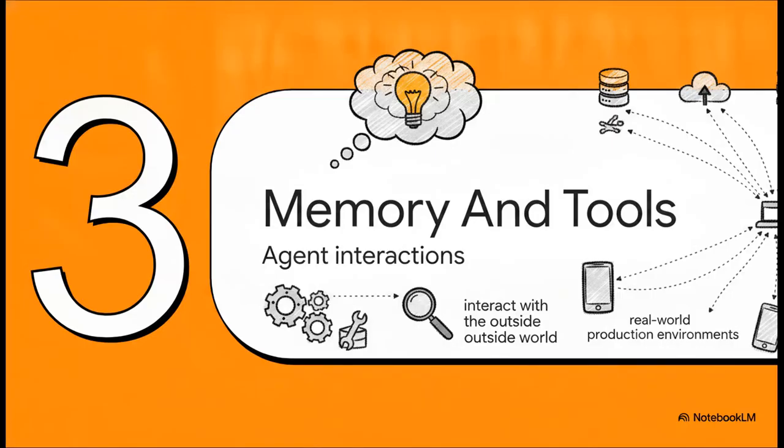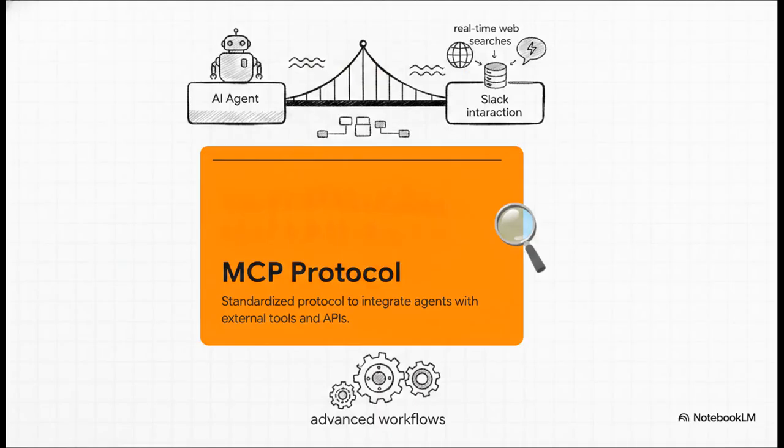Which brings us to section 3, adding memory and tools. Agent interactions. So a brain really isn't much use if it can't interact with its environment, right?